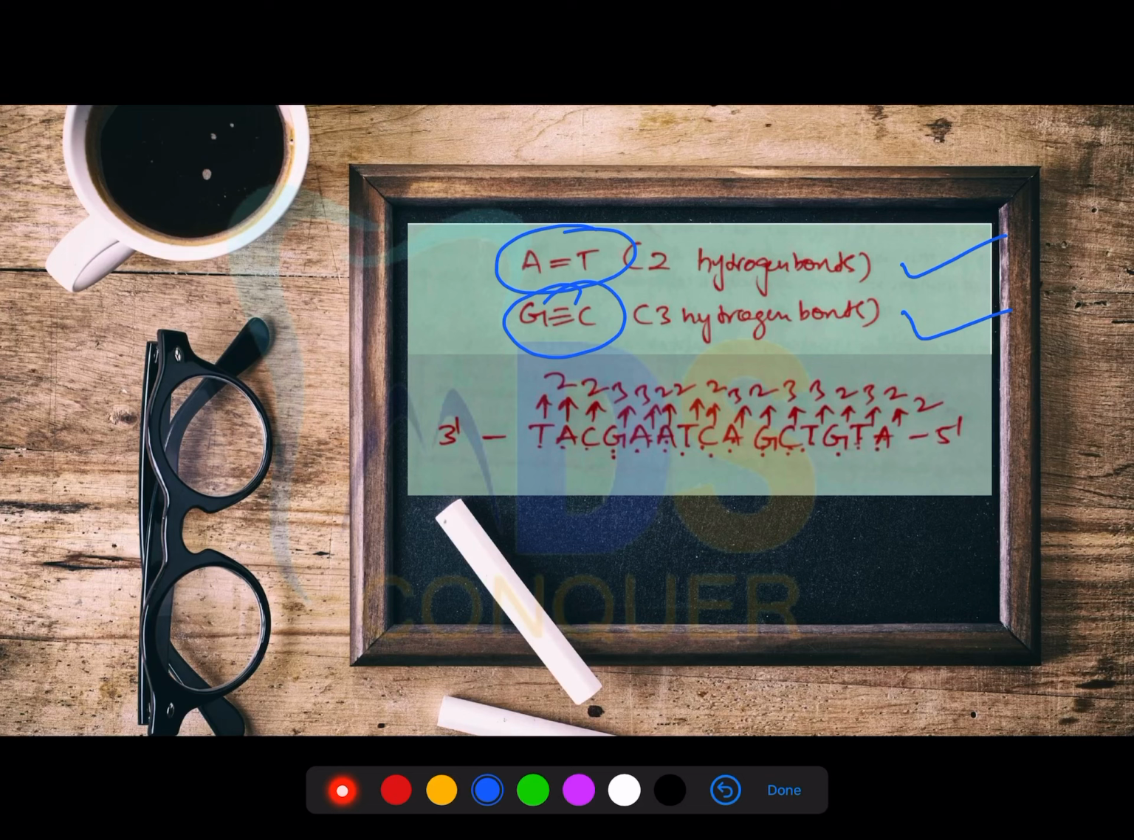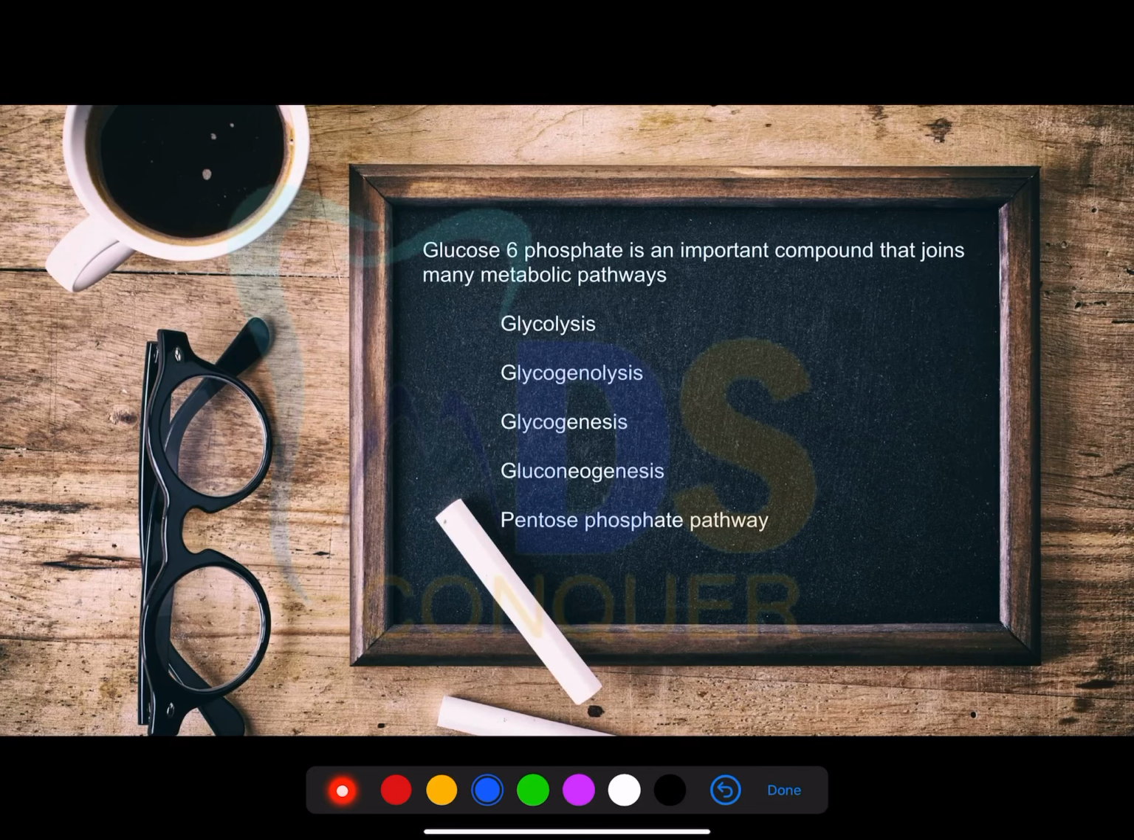So how much energy is required to break this double stranded DNA? By counting the number of hydrogen bonds, you'll get the energy levels. And glucose 6-phosphate is an important compound that joins many metabolic pathways. So what are the metabolic pathways which are linked to glucose 6-phosphate?